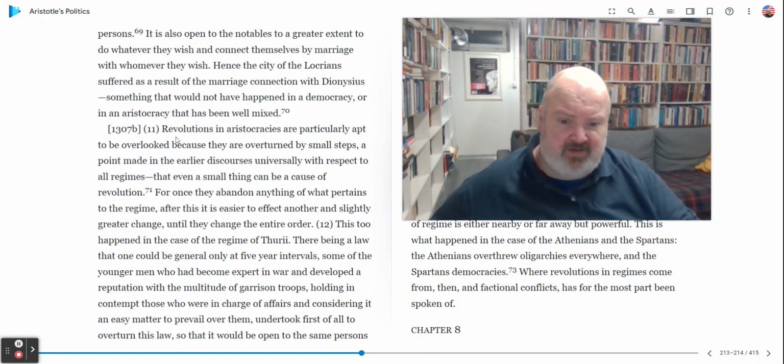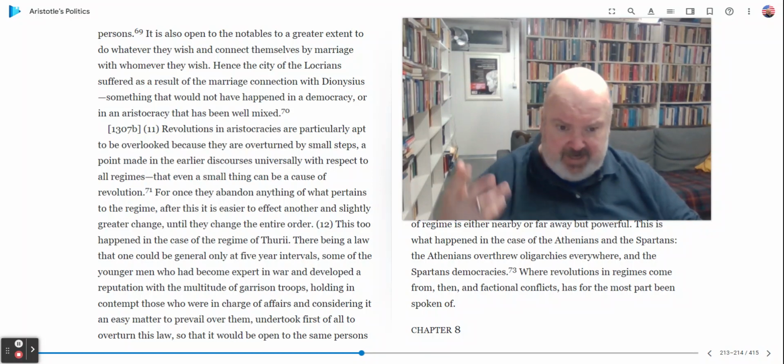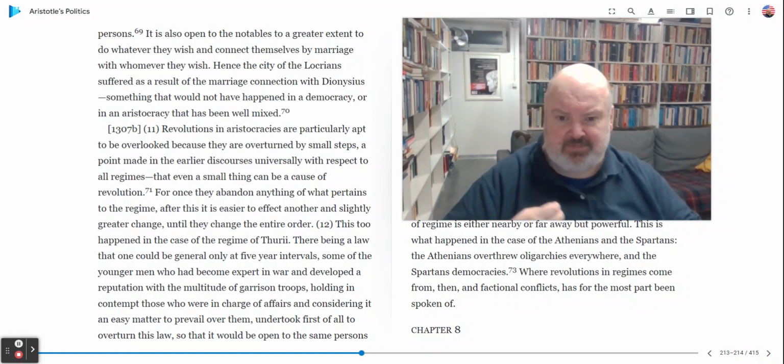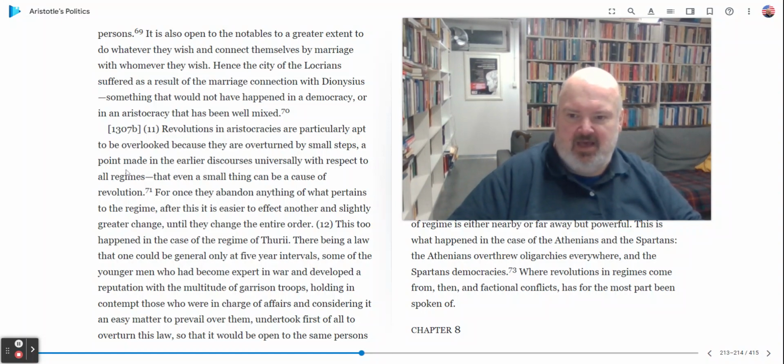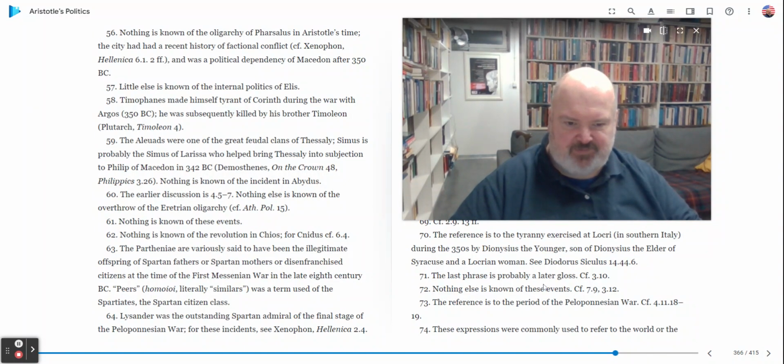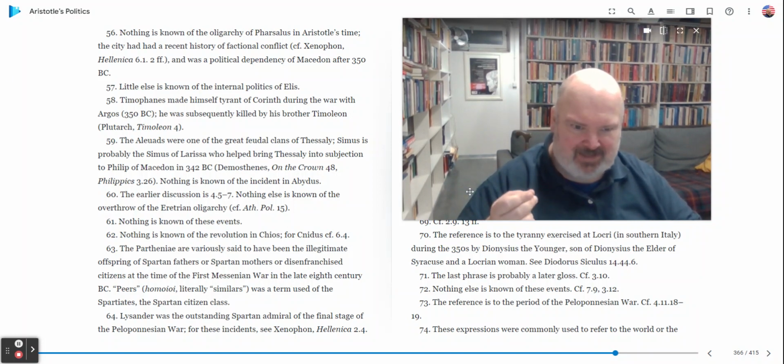Now we go to paragraph 11 here. Change, metabole: revolutions in aristocracies are particularly apt to be overlooked because they are overturned by small steps. Now, a point made in the earlier discourses, with respect to all regimes, is that even a small thing can be the cause of great revolution. Again, this is the last phrase that goes back to book 5, chapter 3, and later gloss in 1303b. That the small things become the big things, right?